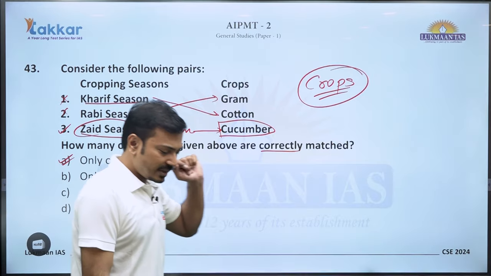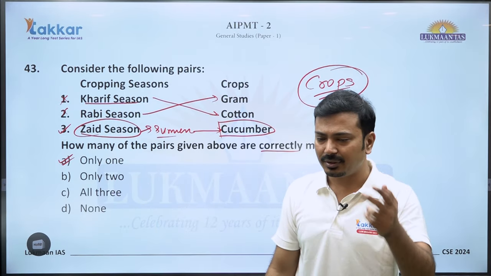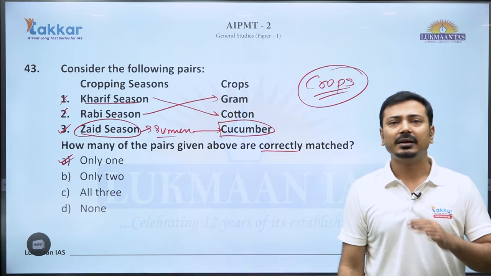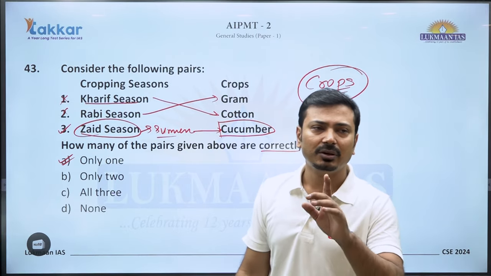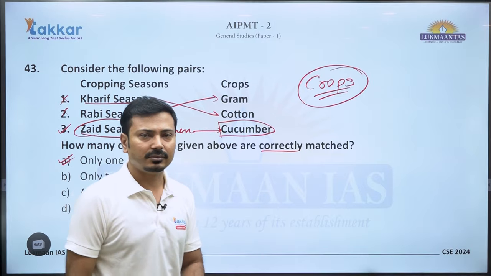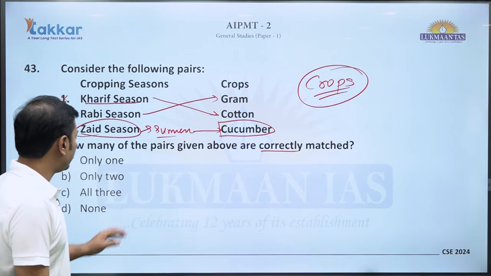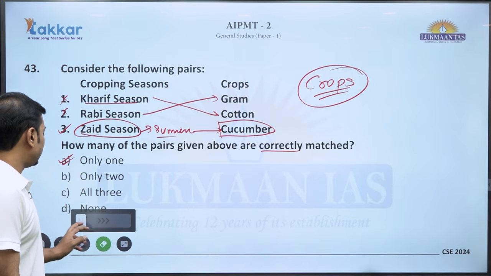In the past, UPSC has asked questions like, which among the following are kharif crops or rabi crops? Questions come in this way. It is a basic NCERT-based question. So, you should be ready with such questions. These should never go wrong. Okay? Very simple one. So, A is the correct answer. Right. Moving on.